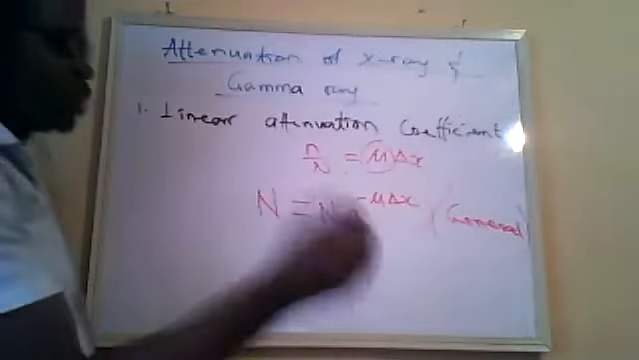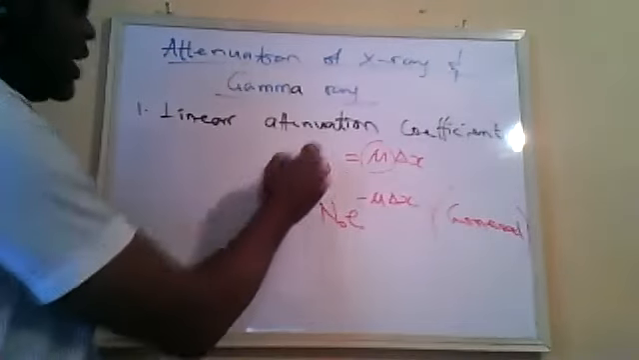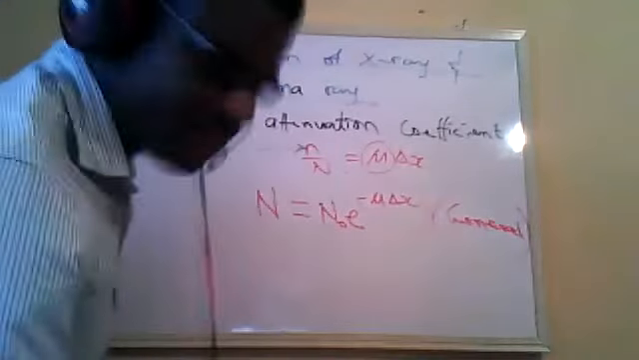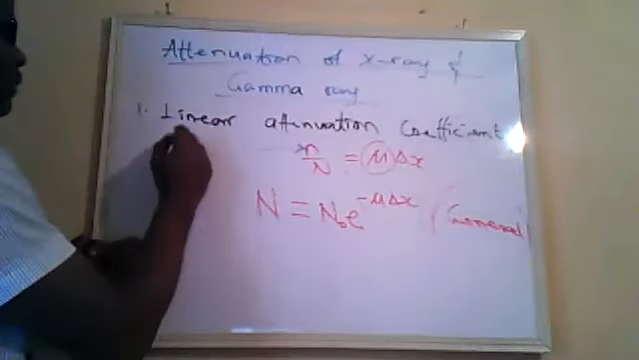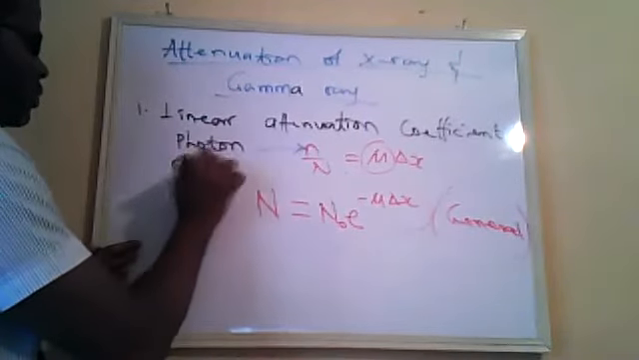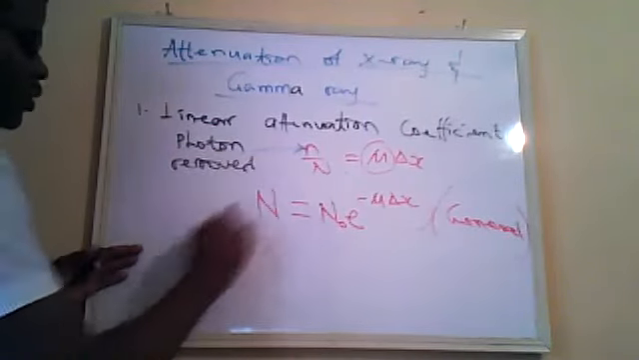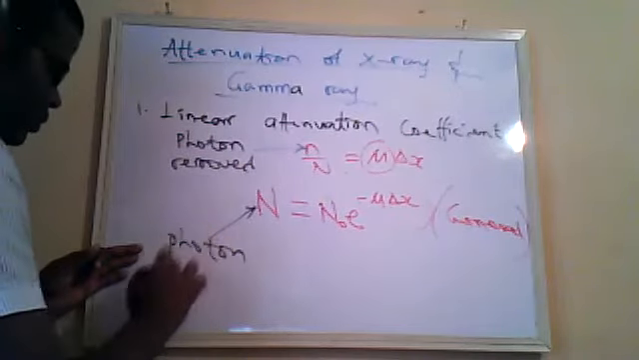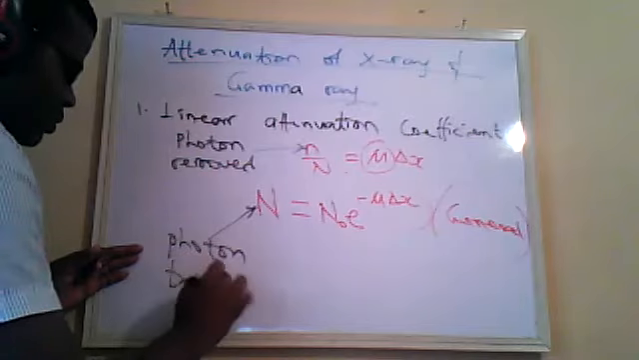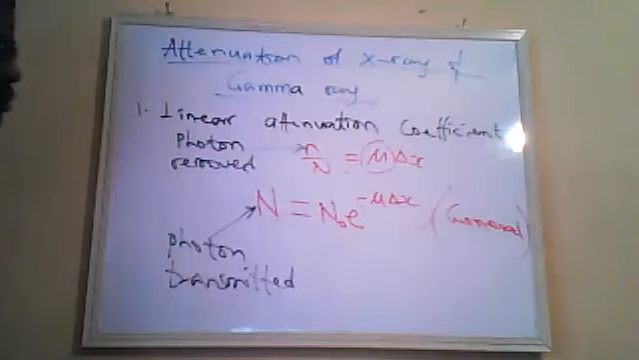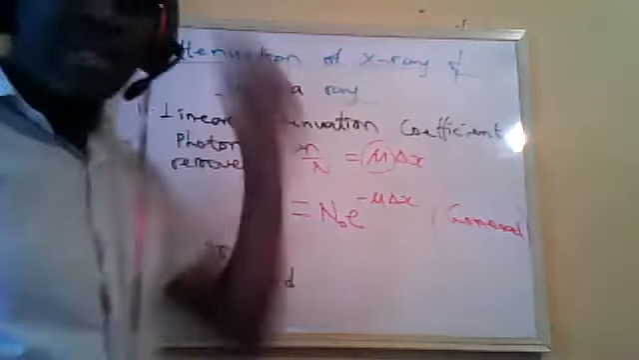we so encounter. But one thing we should note is this N is for photon removed. This N is for photon removed, while this one is for photon transmitted. We shouldn't make that mistake.